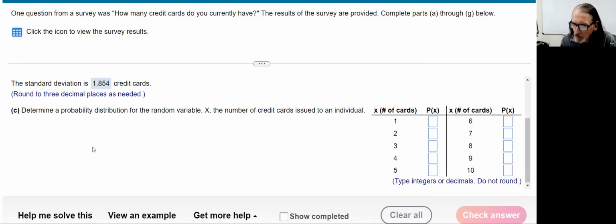Determine a probability distribution for the random variable. Okay, well, we're going to need to sort the data and then count up how many of each of those scores. It looks like the highest was 10. And then when you find out how much repetition there is, divide by 100, so that we're getting empirical probabilities to fill in there.